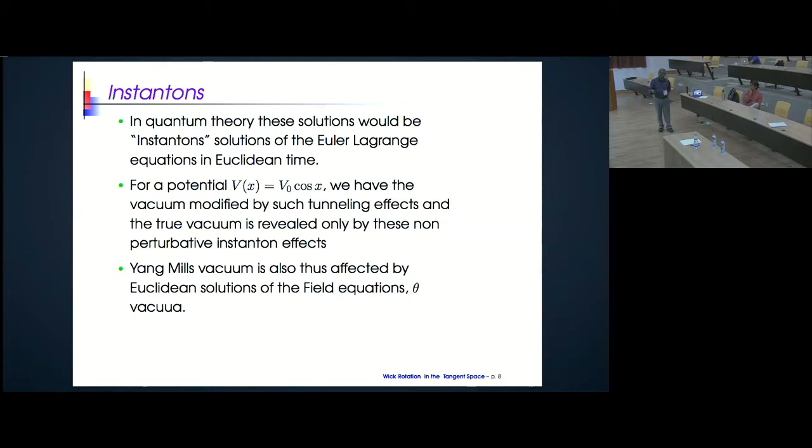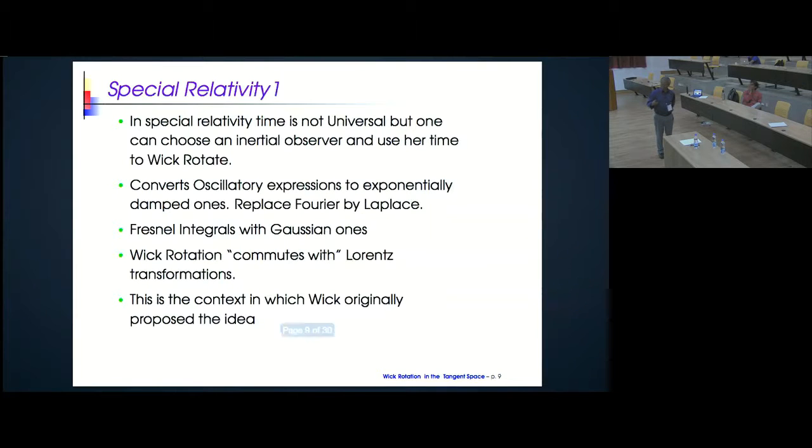The Yang-Mills vacuum is also affected by Euclidean solutions of the field equations, and this leads to the idea of theta vacua, and instantons are an important part of the whole story in Yang-Mills theory. Now, everything I said so far had to do with Newtonian physics, where there is a single notion of time, which everybody has. This is the absolute time of Newton.